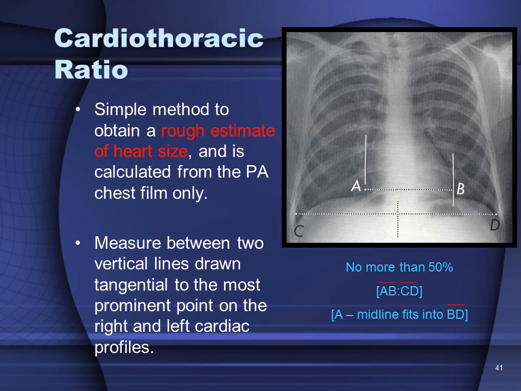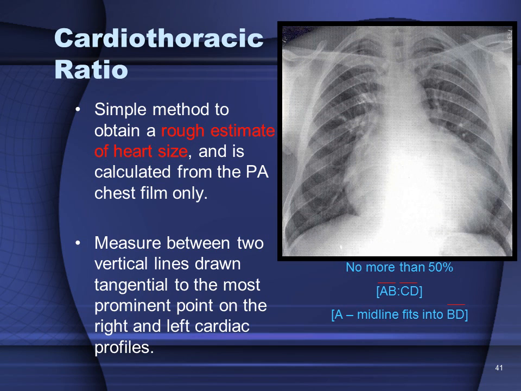Another way to measure the cardiothoracic ratio is from point A to midline, and that should fit in the line created from B to D. I prefer the ratio of A to B over C to D, and again that should be no more than 50%. Looking at this film, can you determine the cardiothoracic ratio?